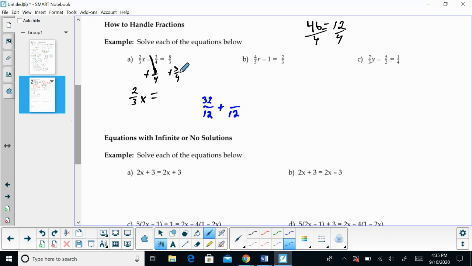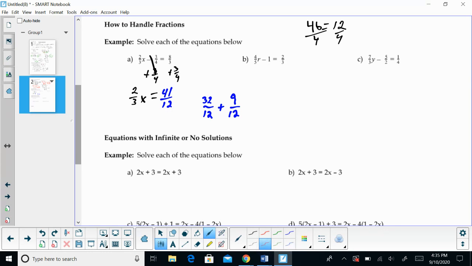And then we have to do the same thing with our 3/4. What do I multiply 4 by to get to 12? I multiply 4 by 3 to get to 12. So 3 times 3 is 9. Now we're going to add these together. 32 plus 9, that would be 41/12. Okay.